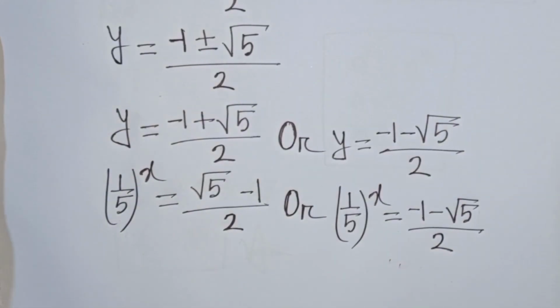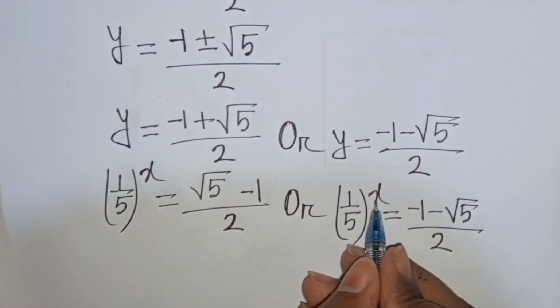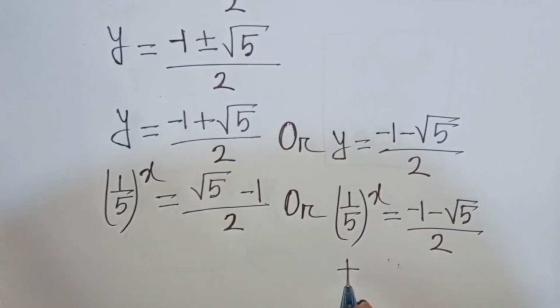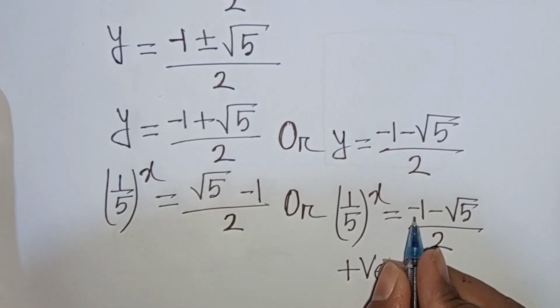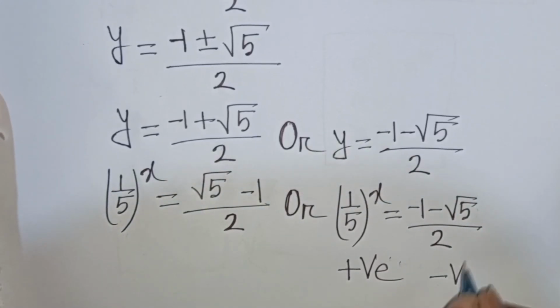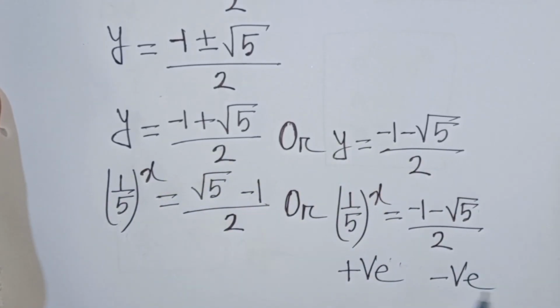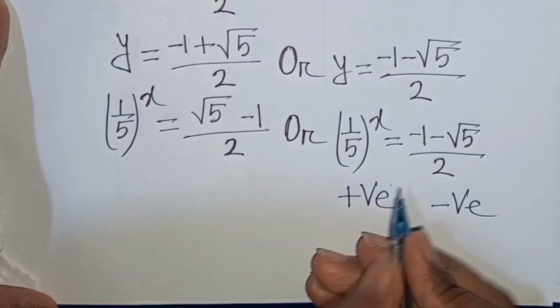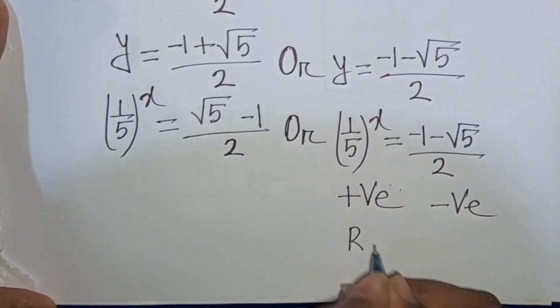Now we see 1 by 5 bracket power any number is always positive, but minus 1 minus square root of 5 divided by 2 must be negative. So positive cannot be equal to negative, so this is rejected.